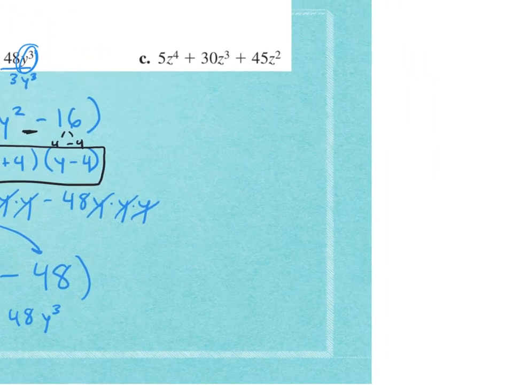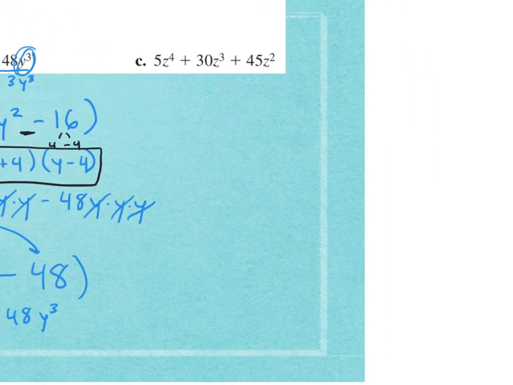Okay, so C. Do we have any greatest common factors that we can pull out? A 5 and z squared. So the greatest amount in common of z's that we have would be z squared. So we can take out 2 z's out of everything and a 5.